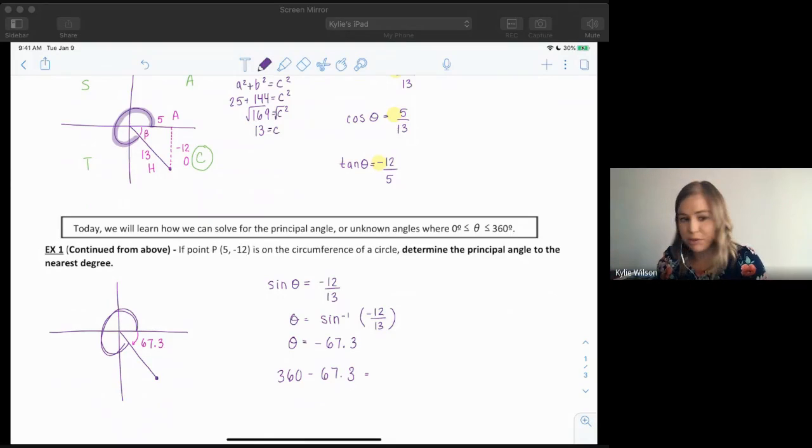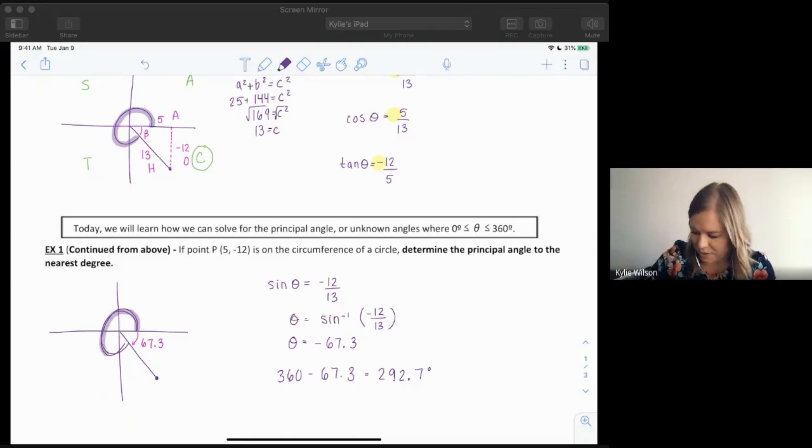And that means that we have 292.7 degrees. So all I did again was I found my related acute angle in here, and then I figured out how much would have been here all the way around if I only had 67.3 left.